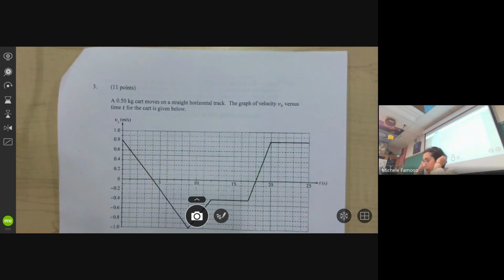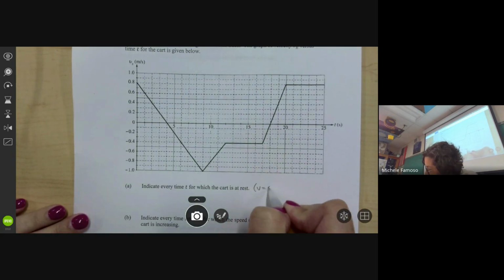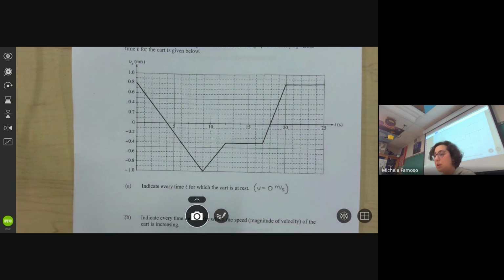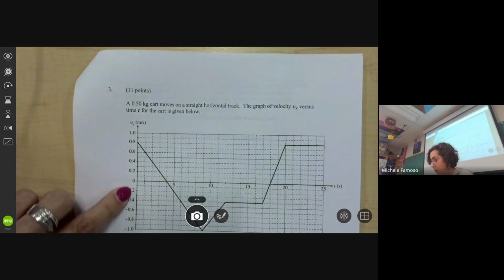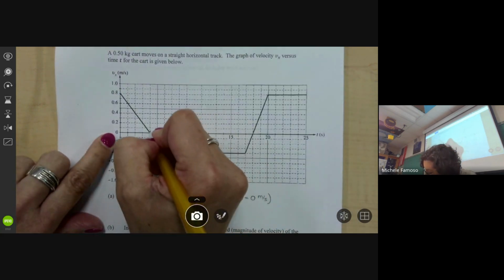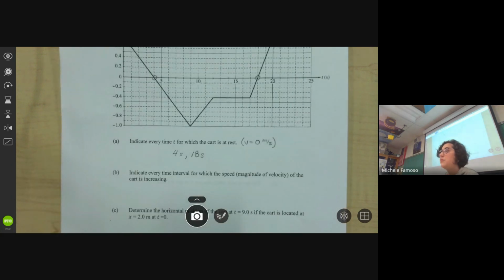Next. Now, this was a projectile motion question at the very end, but it starts off with, can you read a graph? That's what the first 3 questions are about. The first question wants to know which times the cart's at rest. When you are at rest, that means your velocity is 0 meters per second. You have the velocities. So come down. There's your 0. Where do we hit 0? Right there and right there. So the 2 times you needed to give me were 4 seconds and 18 seconds. Those are the 2 times you had to give me for when you're at rest.